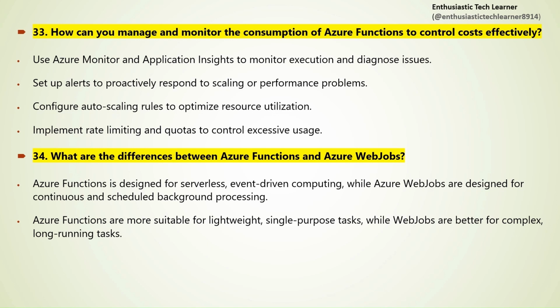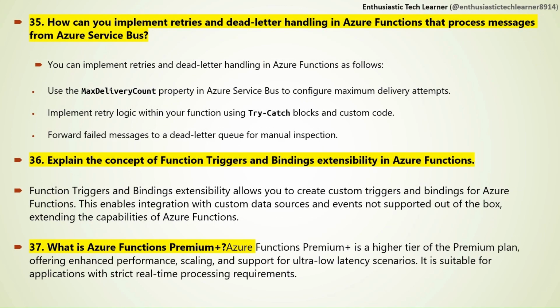Azure Functions are more suitable for lightweight, single-purpose tasks, while Web Jobs are better for complex, long-running tasks. How can you implement retries and dead letter handling in Azure Functions that process messages from Azure Service Bus? You can implement retries and dead letter handling in Azure Functions as follows.